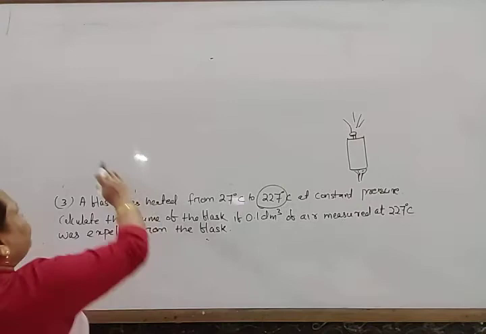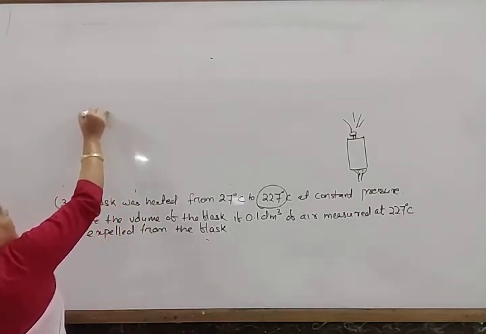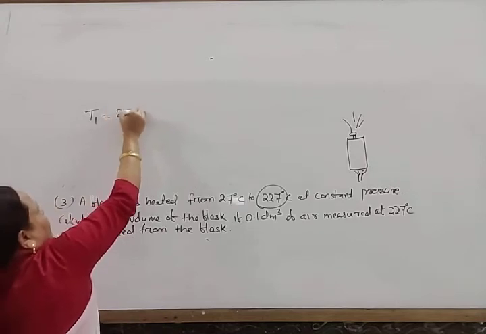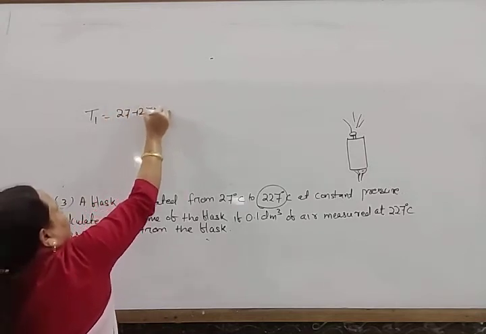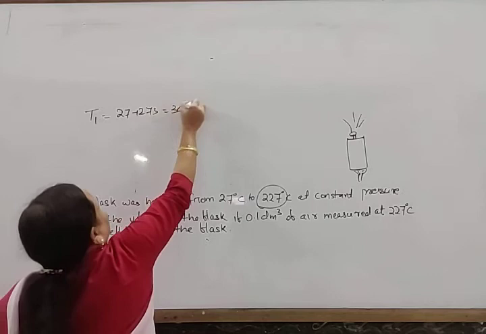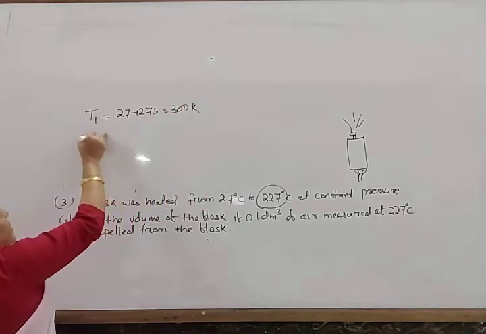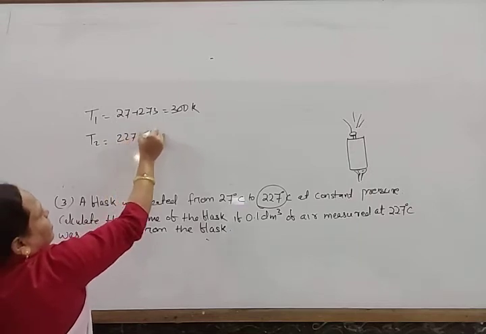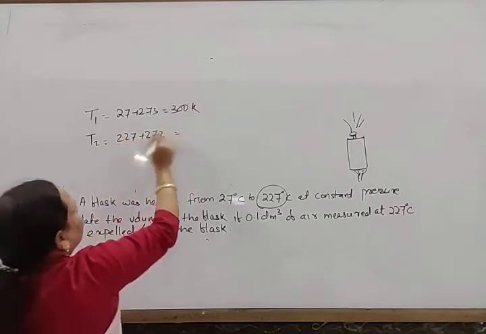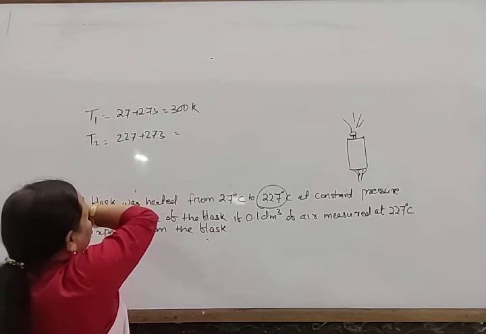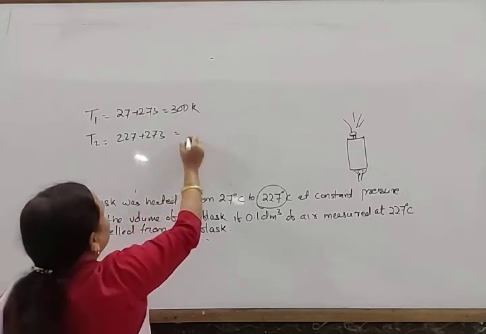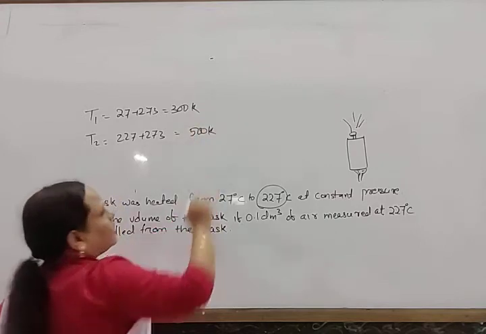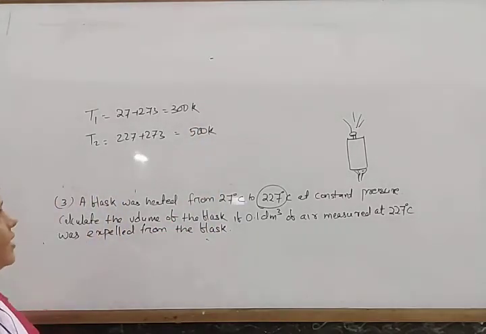So here T1 is 27 plus 273, that is 300 Kelvin, and T2 is 227 plus 273, add this, that is equal to 500 Kelvin.